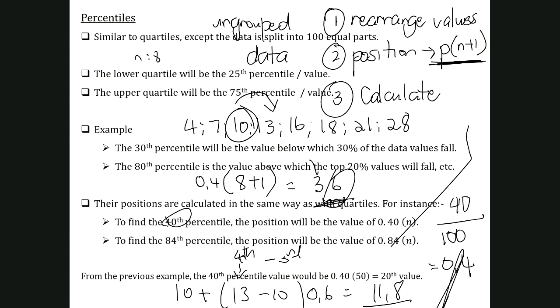Okay, so 11.8 would be your 40th percentile. So this is under ungrouped data, which is fairly straightforward because it is the same as your quartiles calculation under ungrouped data as well. The same idea is applied.